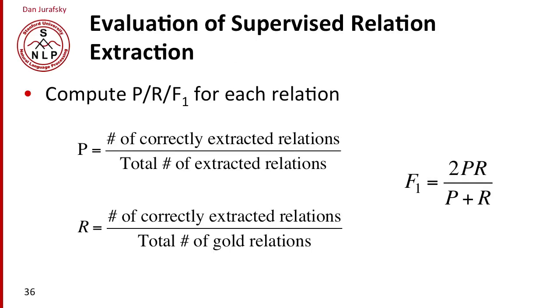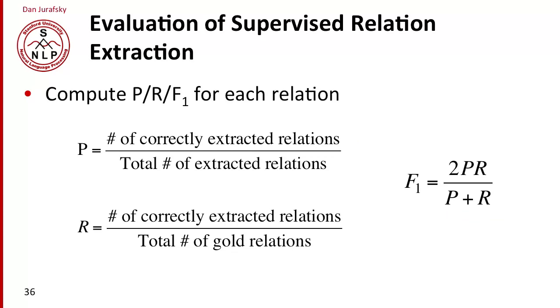Like other kinds of classification, supervised relation extraction is evaluated with precision, recall, and F1. Just as we saw with other kinds of classification, the precision is the number of correctly extracted relations over the total number of relations extracted. And the recall is the number of correctly extracted relations over the total number of true gold relations. So we're going to need a test set that's hand labeled for the correct relations so we can compute the precision and recall. And again, the balance, the F1, is 2PR over P plus R.